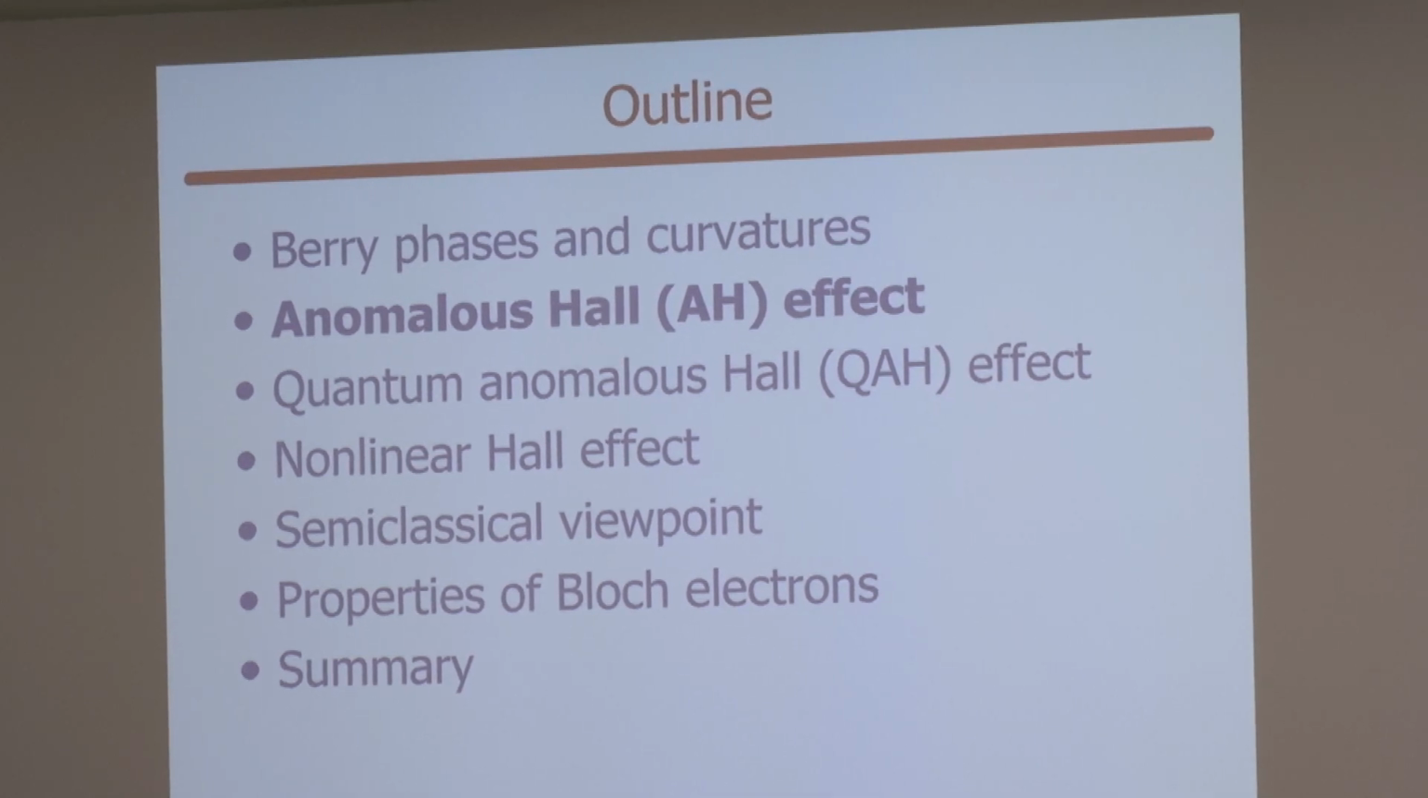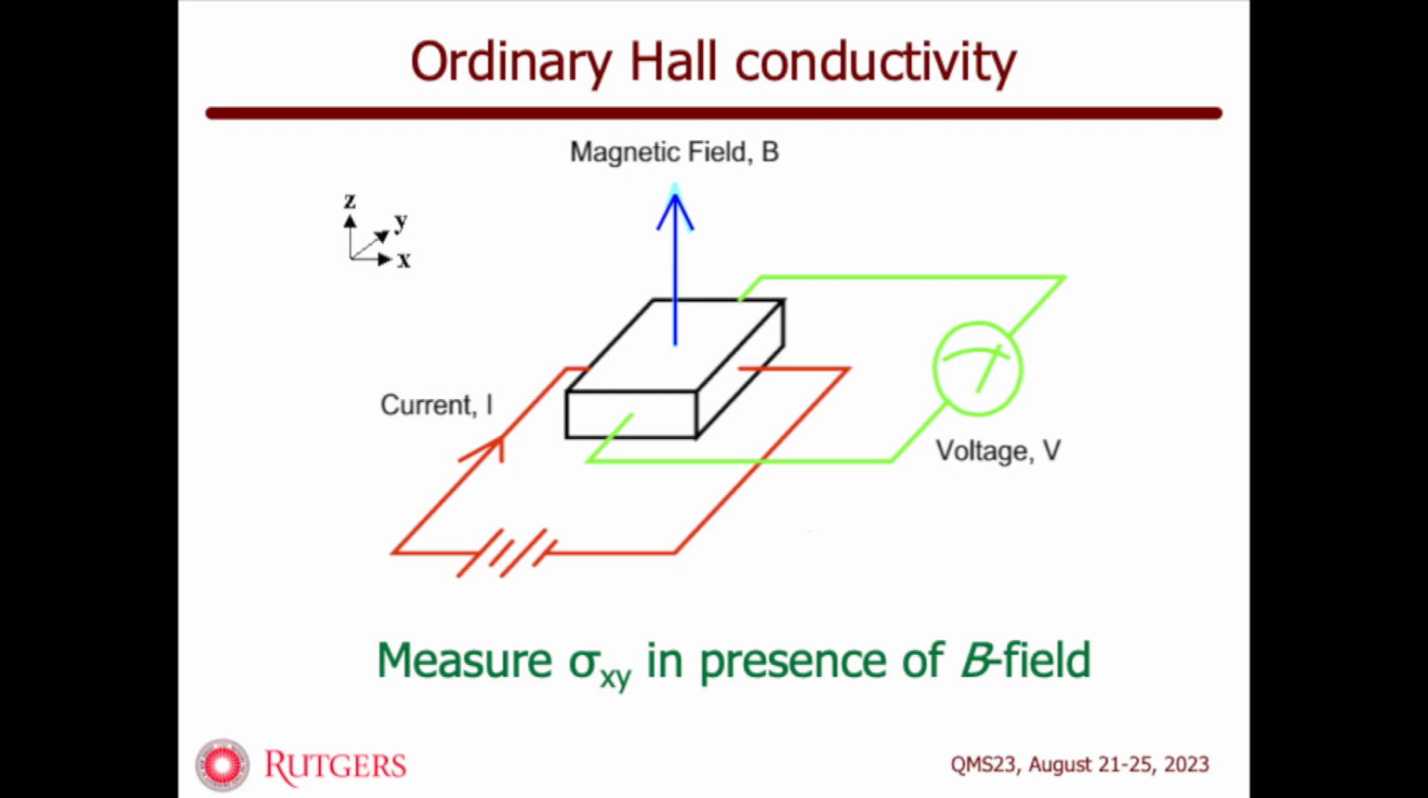Anomalous Hall effect. Let me do this very quickly. I think people know this. The ordinary Hall effect, you measure a transverse conductivity. You either apply a current and measure a voltage in the transverse direction, or vice versa, for a non-magnetic material in the presence of a magnetic field. That's the ordinary Hall effect.